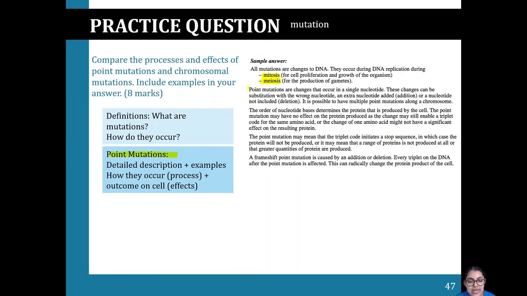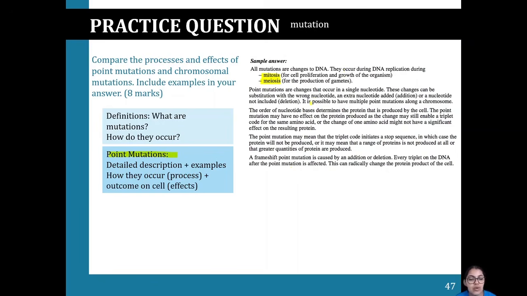So as you can see here, it's not just one big chunk of paragraph, and that's because usually when you write a big paragraph, in cases like this for an 8 marker, it can start to lose meaning, it can start to lose structure, so I always recommend doing smaller paragraphs.